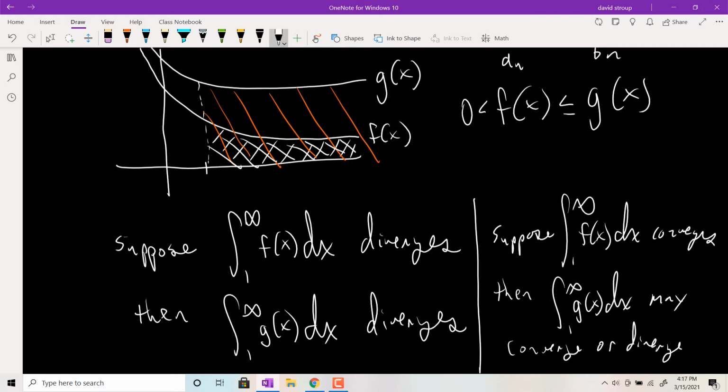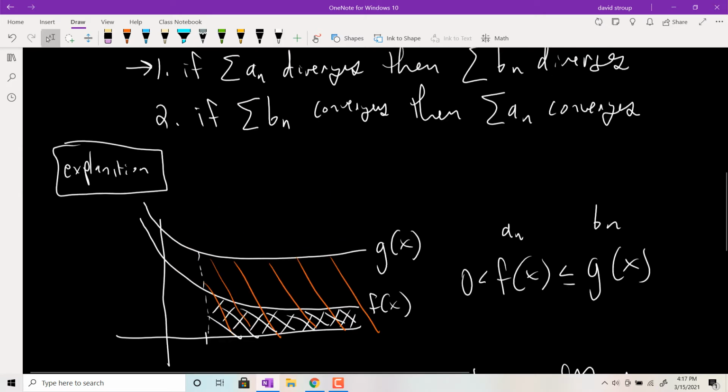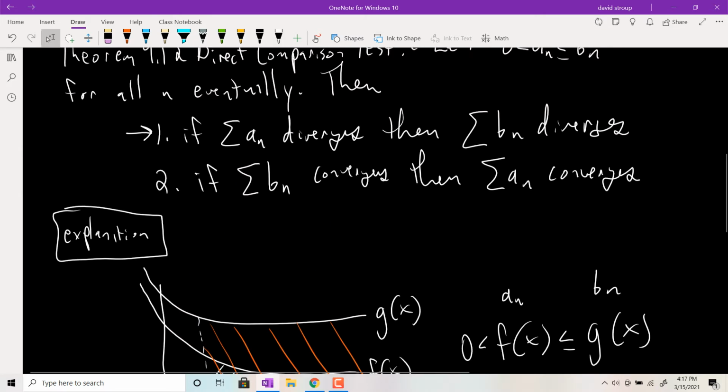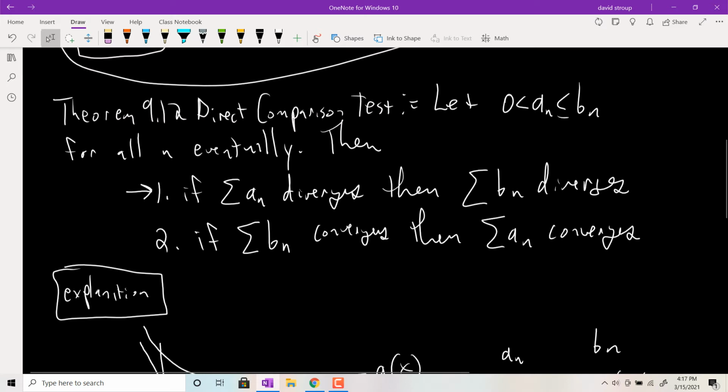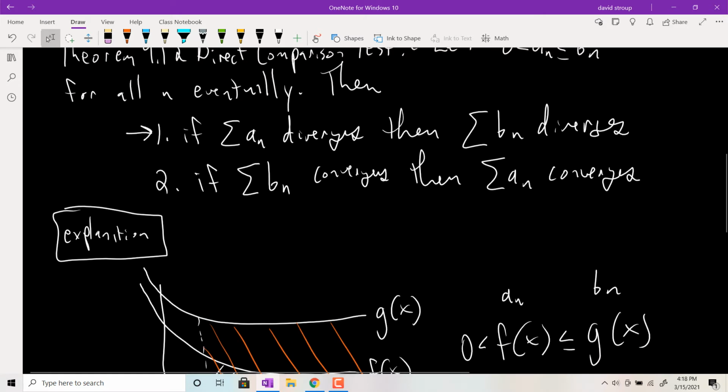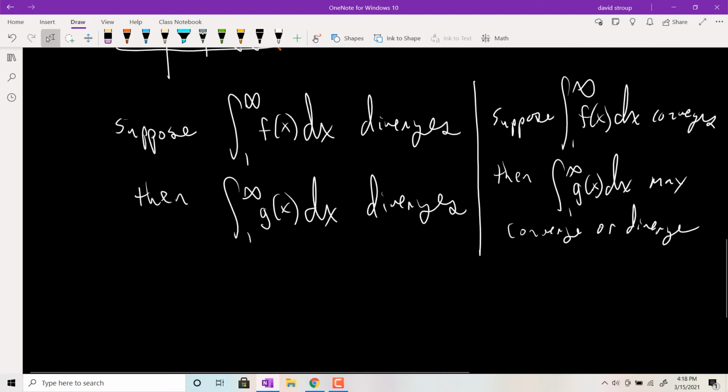So you have to be a little careful with this theorem. You can't necessarily say that if the series a sub n converges, it means the series b sub n has the same behavior. It just doesn't. It could go either way. So that's kind of the first case.